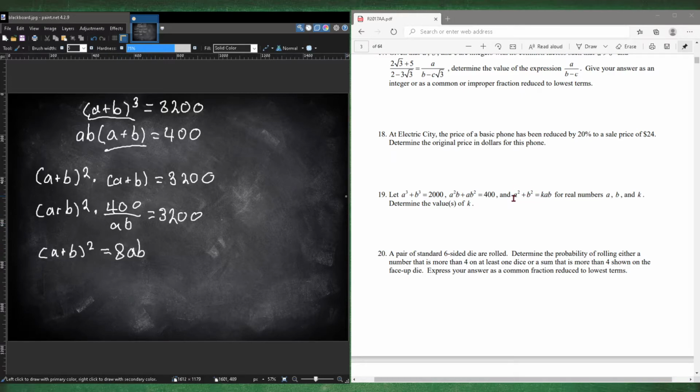But we're not looking for that. We're looking for a squared plus b squared, not a plus b squared. So how do we find that? Well, if we expand this out, this is a squared plus b squared plus 2ab equals 8ab. And now we can find a squared plus b squared. A squared plus b squared is 8ab minus 2ab, which is 6ab. So our value for k is equal to 6.